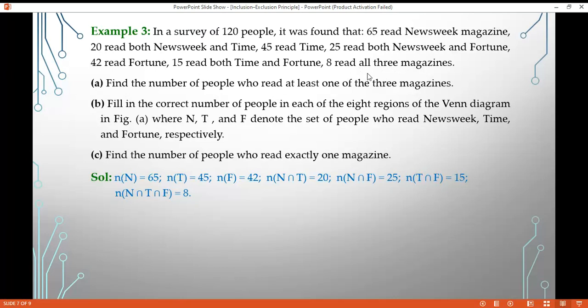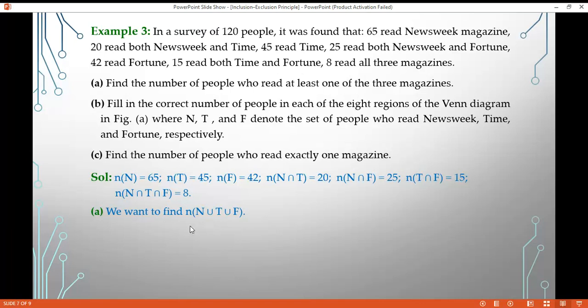All three magazines means Newsweek, Time and Fortune all. So it is N intersection T intersection F, given as 8. All these things are given in the question. Now what we ask here is to find at least one of the three magazines. I told you that at least means we find the union.